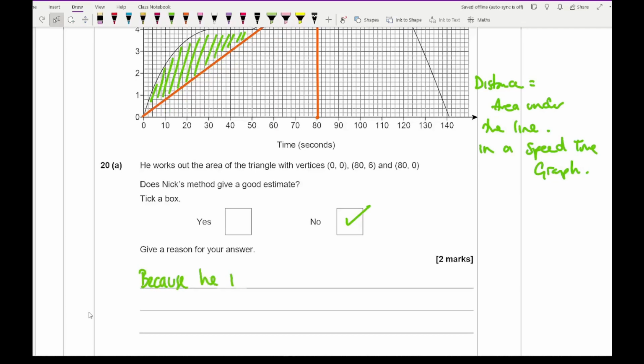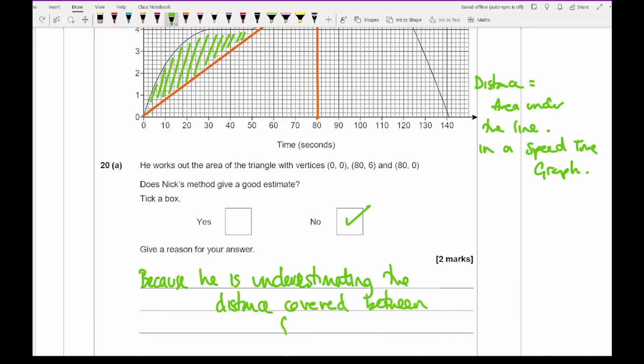he is underestimating the distance covered, which is not spelled correctly, between 0 and 50 seconds. So something along those lines would have been absolutely fine.